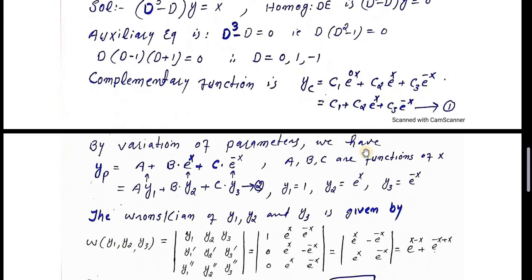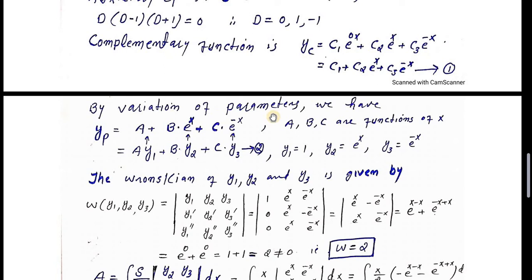Now we have to use variation of parameters, so we will replace c1, c2, c3 by three functions. These a, b, c are functions of x. Now this is a, and here we have 1, so a y1. This is b, which is here. This function is represented by y2. This is a solution represented by y2. This function is again here. This solution will be represented by y3. Hence y1, y2, y3 are shown here.